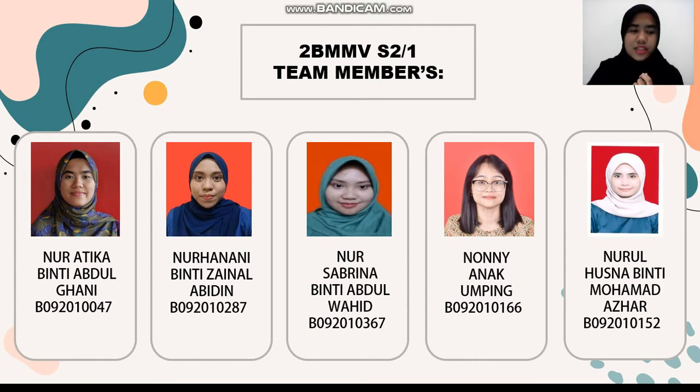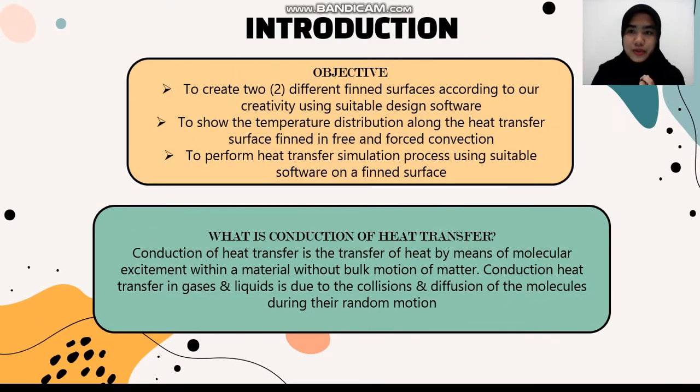My matric number is B0920100047. Second is Nurhanani binti Zainal Abidin. The matric number is B09201002X7. Third is Sabrina binti Abdul Wahid. The matric number is B0920100367. Fourth is Nonny anak Umping. The matric number is B0920100166. The last is Nurulhusna binti Muhammad Azhar. The matric number is B0920100152.